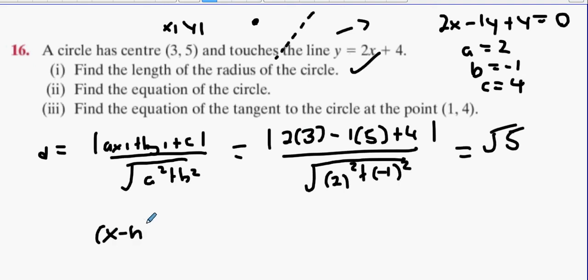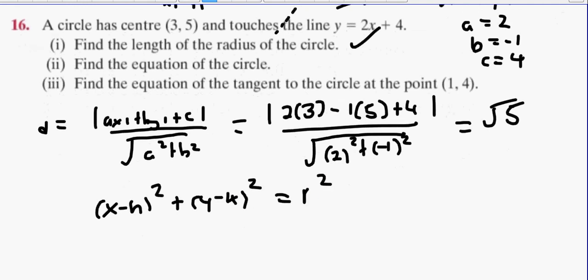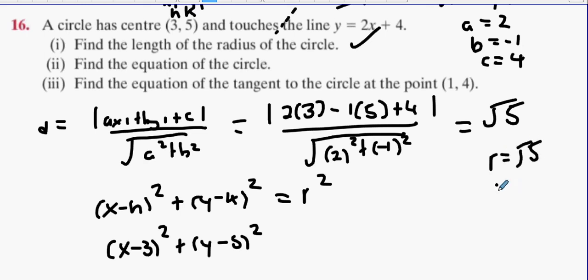X minus h squared plus y minus k squared equals r squared. So what do you think we get now? Anybody? Yep. H is 3, k is 5, the radius is root 5, so radius squared must be 5. Done. Alright. Find the equation of the tangent of the circle at the point 1, 4.